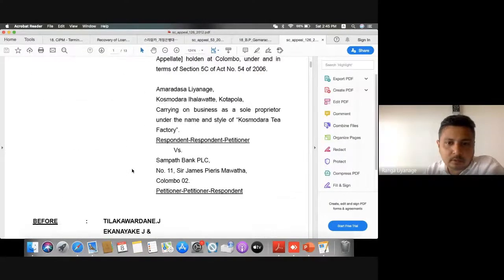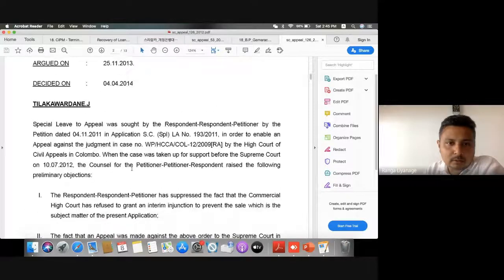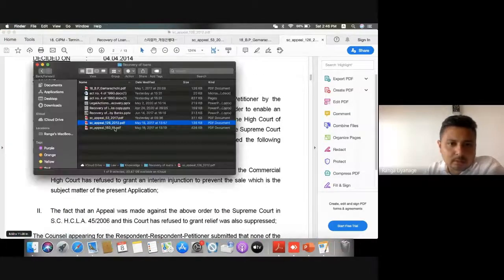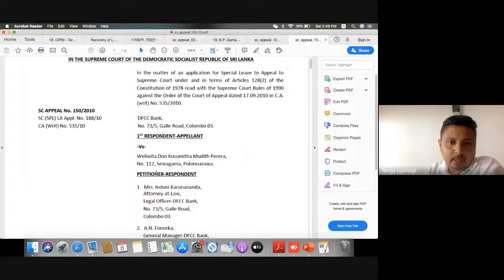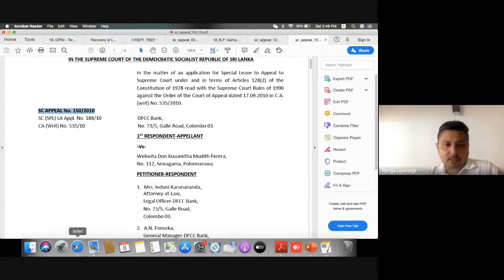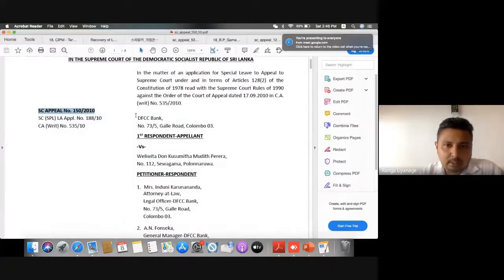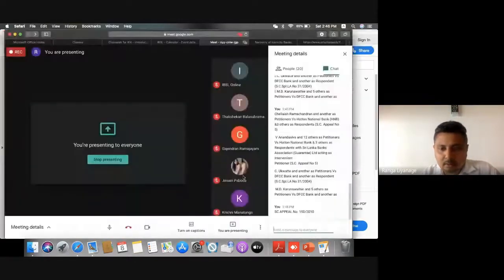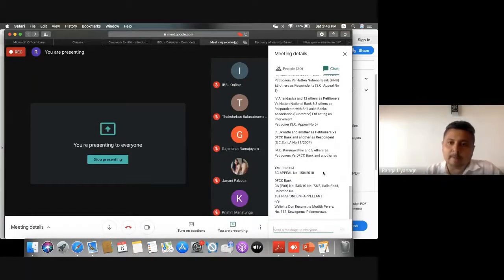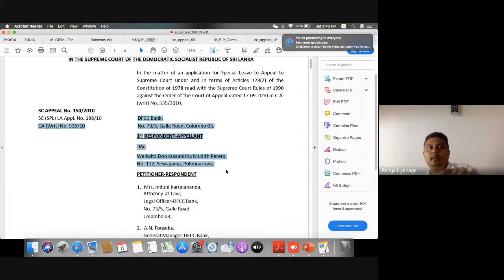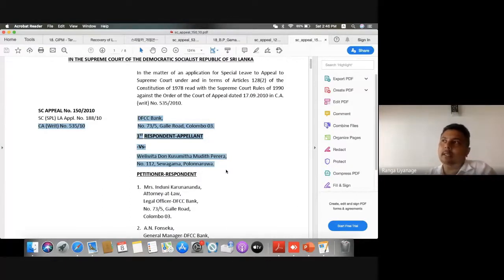Yes. No, not this. This one. Yeah. DFCC Bank versus Valivita Kushmita Mudit Pereira. This is SC Appeal 150 of 2010, right? Where the court decided, right? Read these, they are very important. DFCC Bank versus Valivita Mudita, where the court decided that the Chellaya Ramanathan case stands.